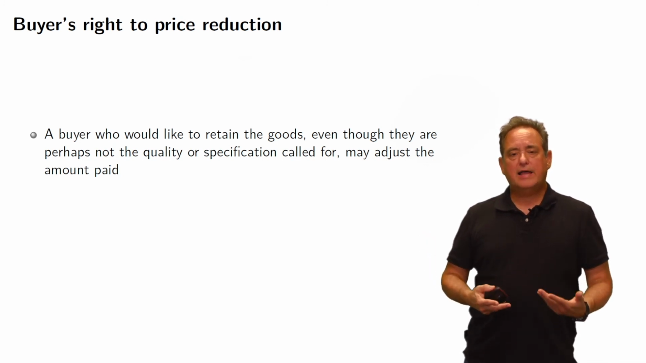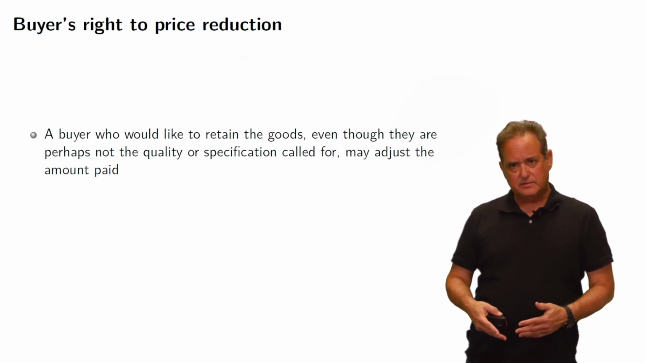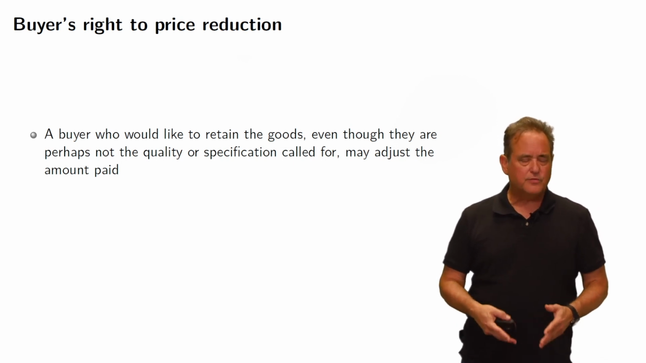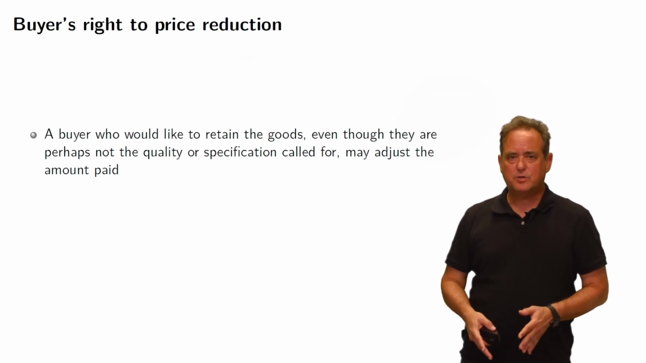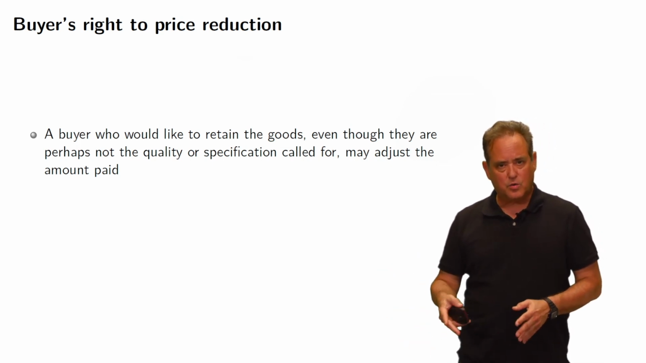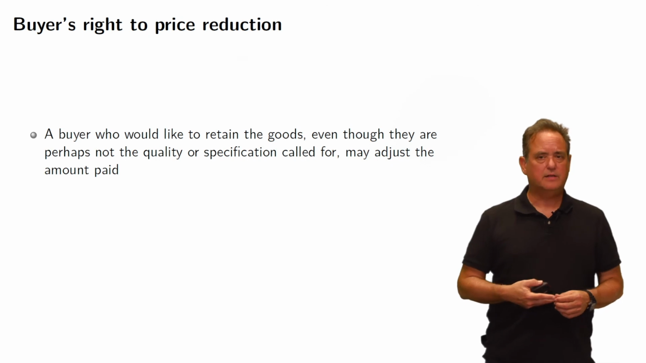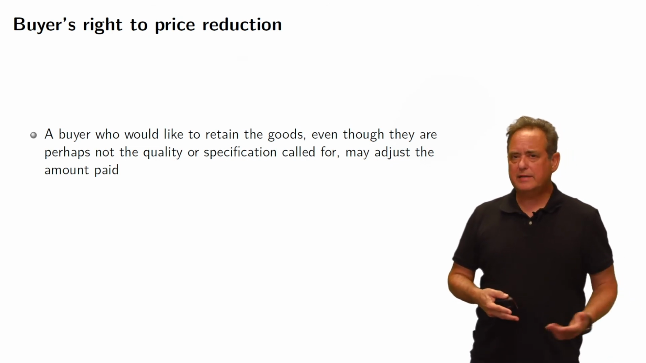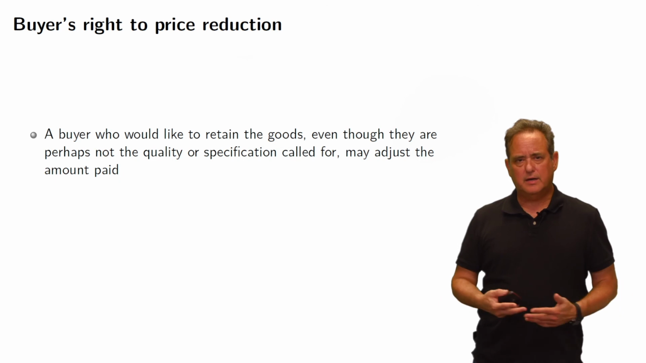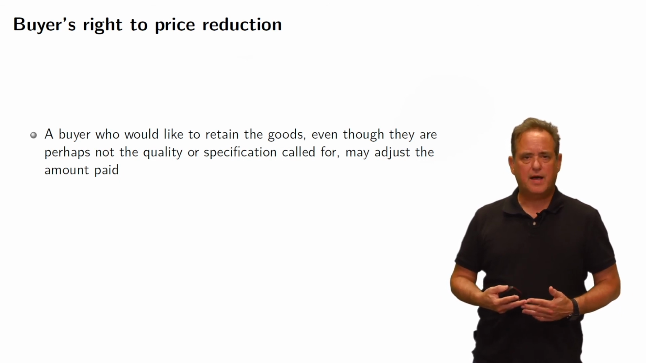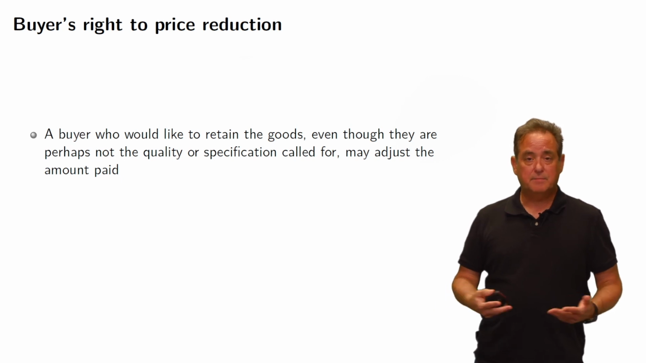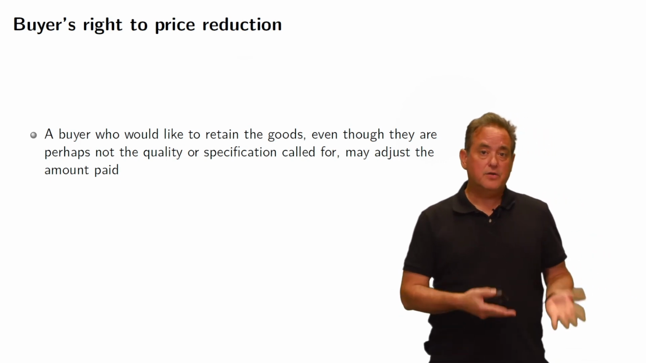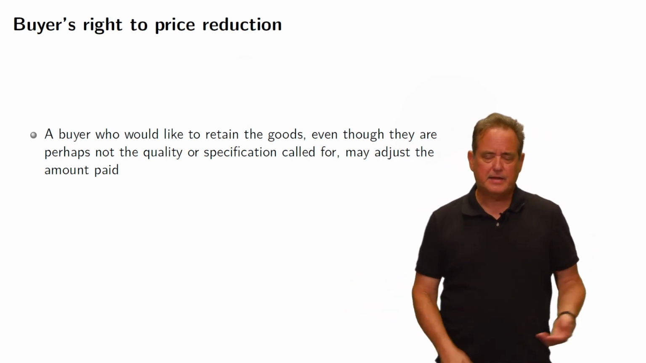So a buyer has a right, if the goods that were sent were not the goods that were called for in the contract, but the buyer may have a use for them, the buyer can pay the actual market price for the lower quality or lesser quality good. So a buyer has a right to price reduction. And that's another important remedy available to a buyer. Maybe you figure that the 250 gigabyte hard drives are plenty and you don't need the 500 gigabyte hard drives after all. Well, you're going to save yourself a lot of money by paying a reduced price.